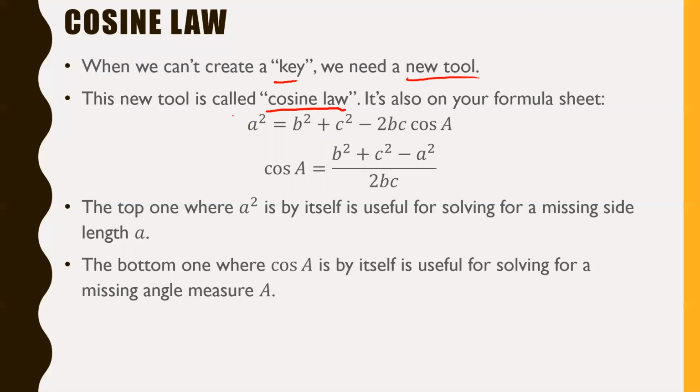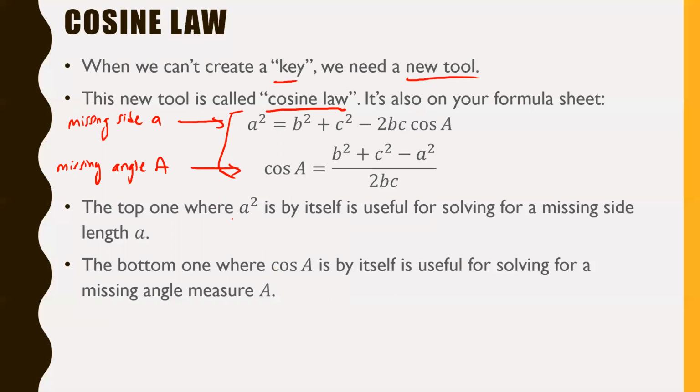It's also in your formula sheet, and it's a lot bulkier than what sine law was. This is where it's super important you understand that capital letters and lowercase letters of the same type are just across from each other, because that's what really makes a big difference on this one. The version where a squared is all by itself is what you use if you're looking for a missing side a. And the one where it's just cosine capital A on its own is when you're looking for a missing angle capital A, right?